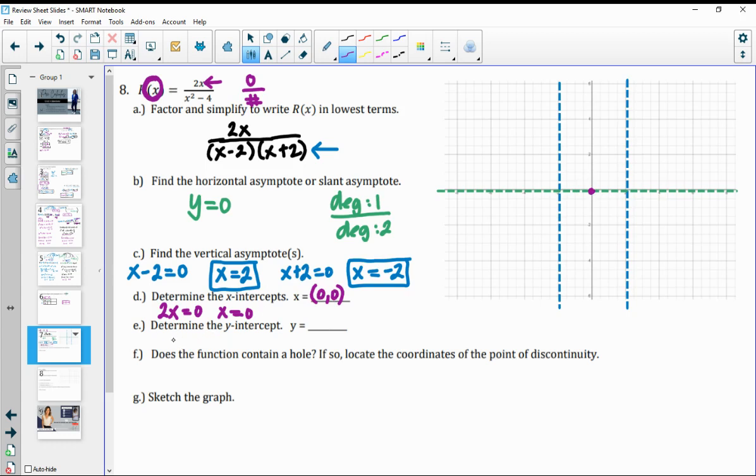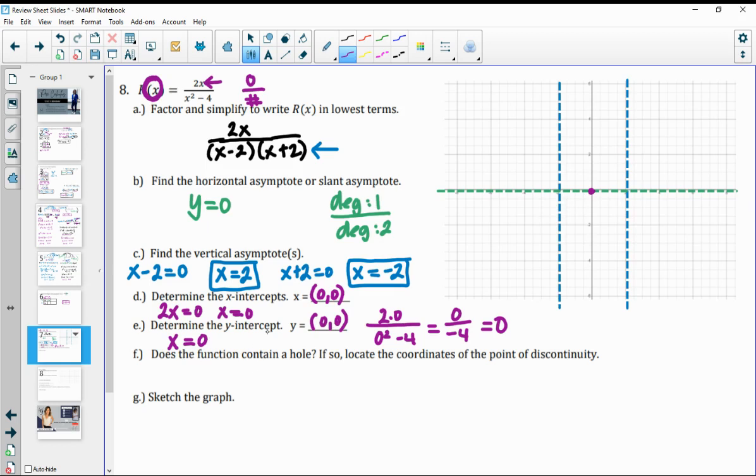Your y-intercept is when your x equals 0. So we just plug 0 in here. Now 0, 0, if that's your x-intercept, it's also your y-intercept. But if that wasn't the case, you would just plug 0 into this whole thing. So you would do 2 times 0 for the top, and you would do 0 squared minus 4 on the bottom. So 2 times 0 is 0. 0 minus 4 is negative 4. 0 divided by negative 4 is 0. So that's what would get you that y-intercept of 0, 0 as well.